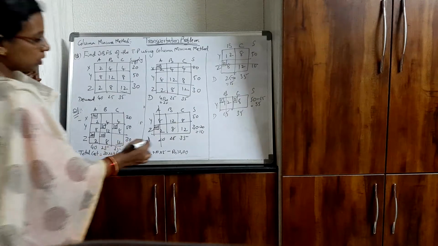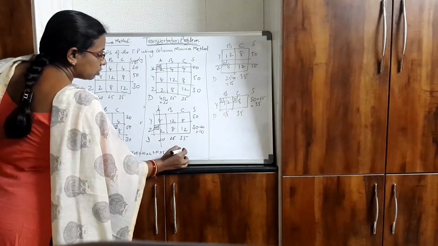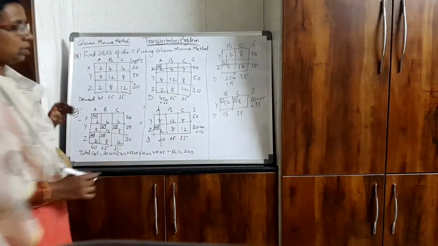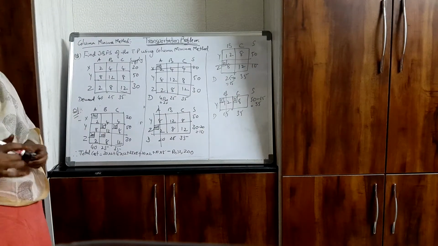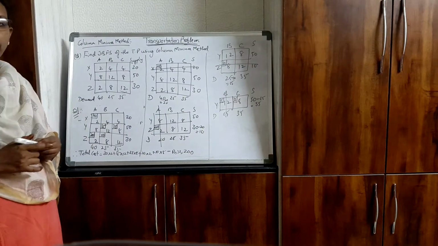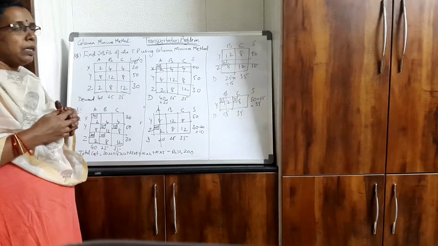You get 12,200. So this is 12,200. So this is the procedure to find initial basic feasible solution using column minima method.